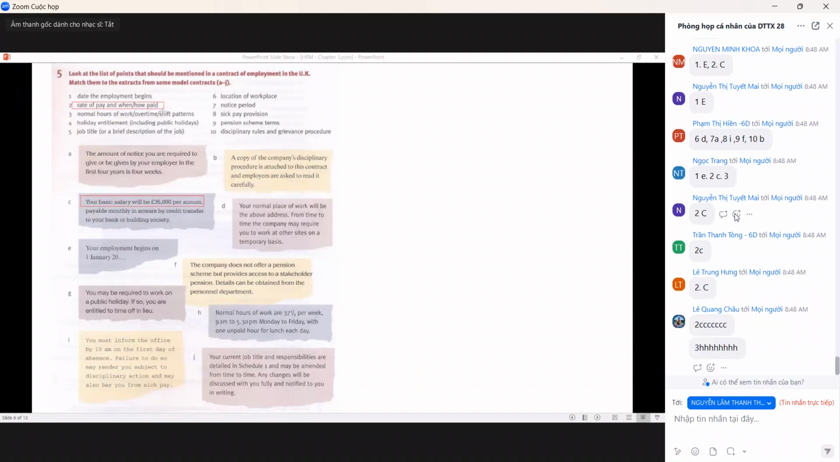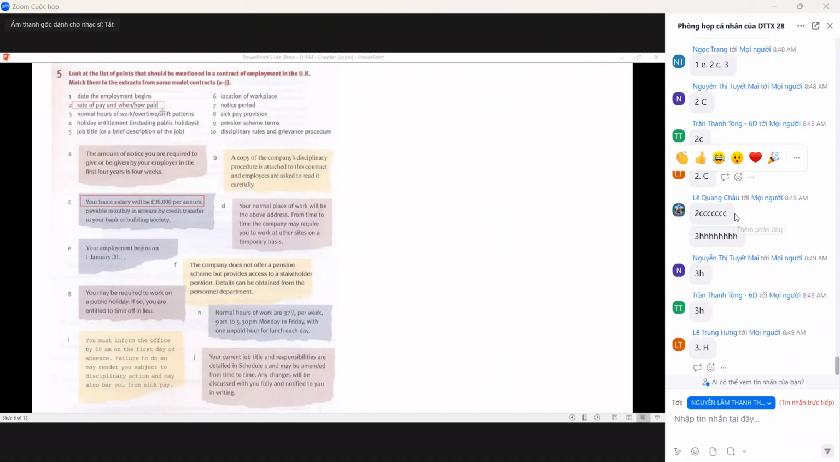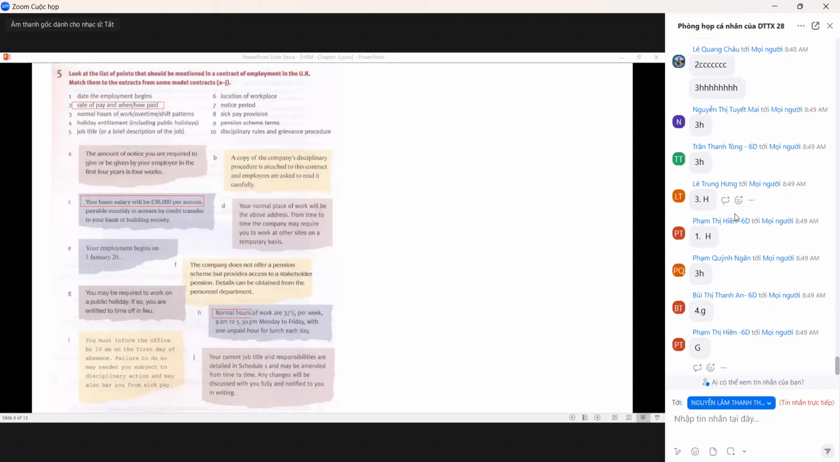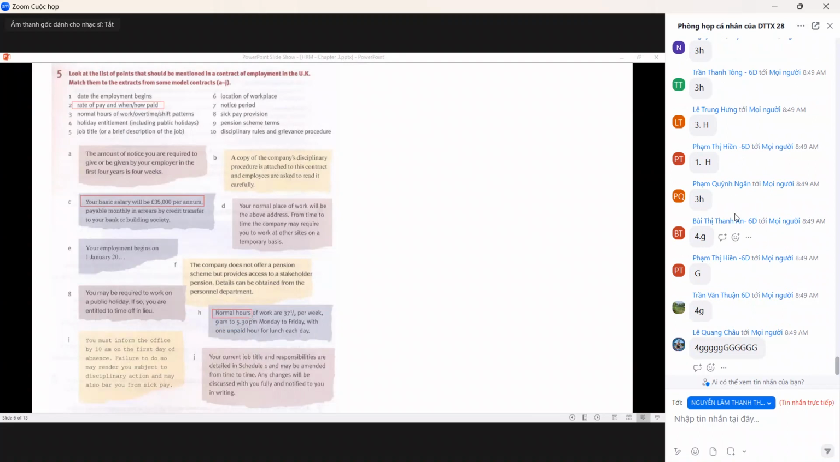Normal hours of work, overtime, shift patterns. So what is number three? H, normal hours. Yeah, okay. Number four, holiday entitlements, including public holidays. G, well, you may be required to work on a public holiday. Yes, good. Thank you. Number five, job title. Where do you know the job title? By trade. Your current job title, responsibility, task. Yes. Okay. Thank you. 6, location of workplace. 6, D.